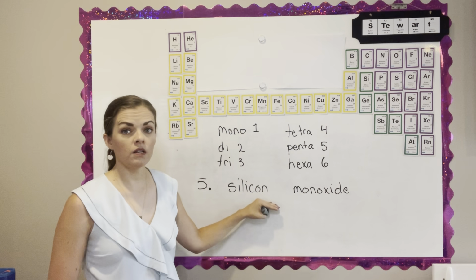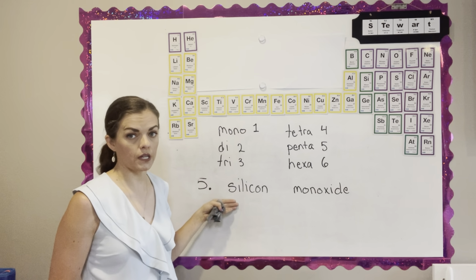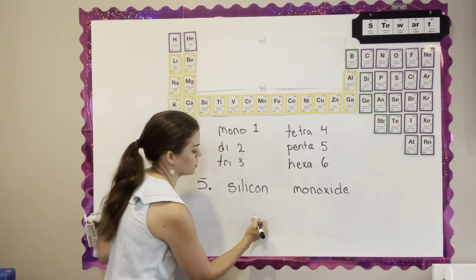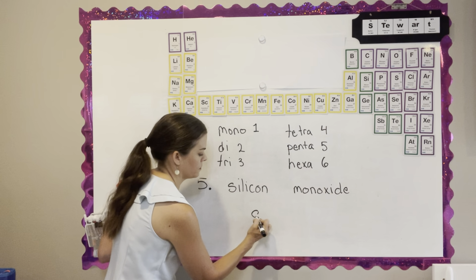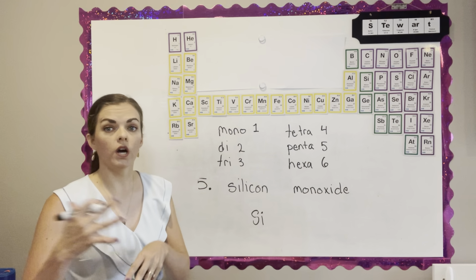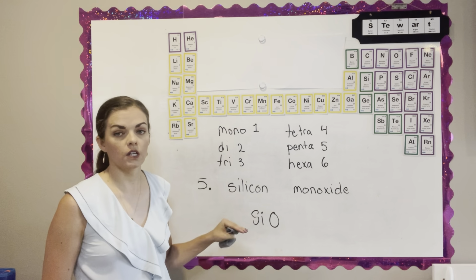So silicon, now remember, it doesn't say monosilicon because if it's the first element, it doesn't have to have the mono, but I know that this is just 1 silicon. And monoxide is 1 oxygen. So this would be the formula for silicon monoxide.